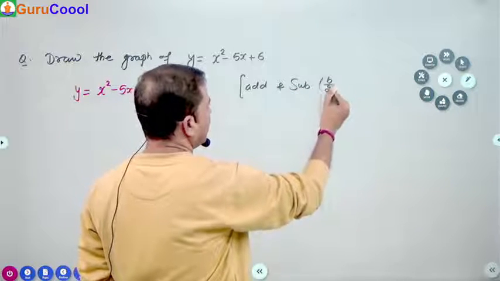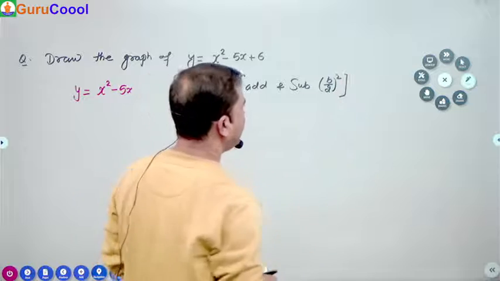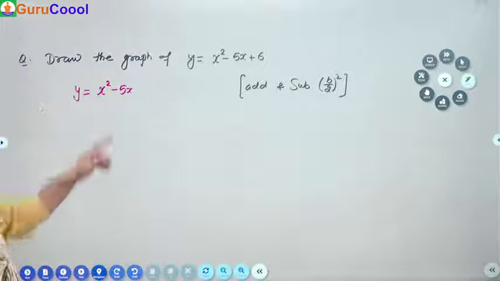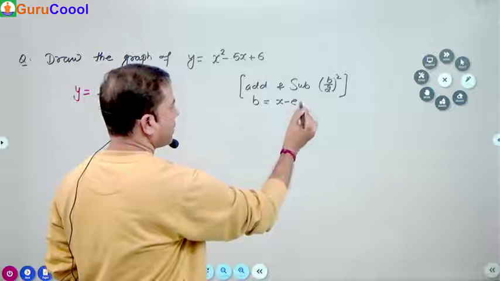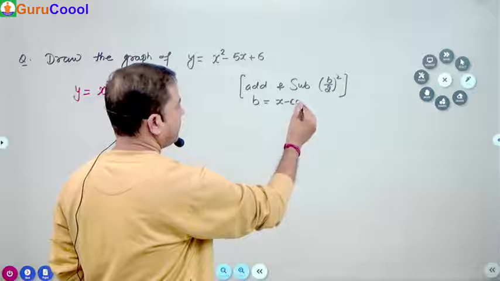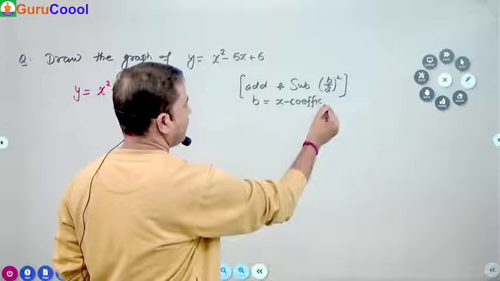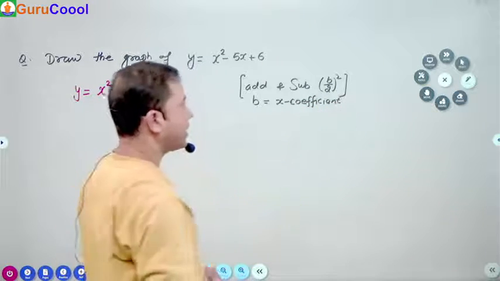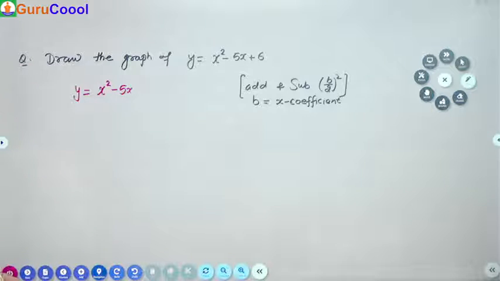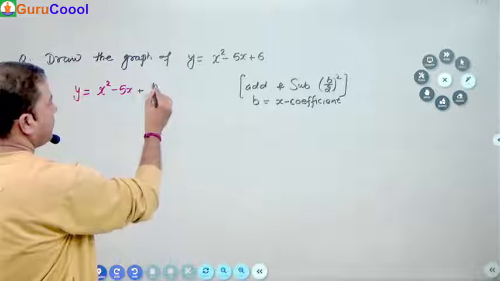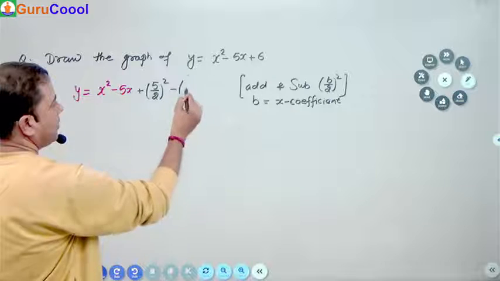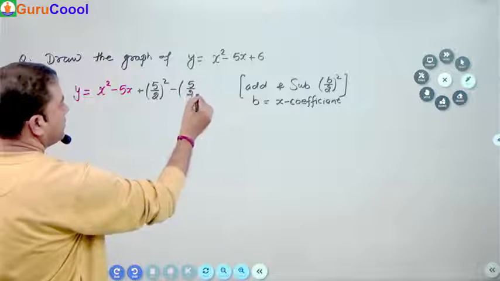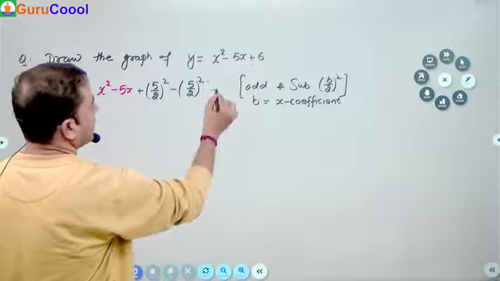b by 2 whole square. What's b? b is the x coefficient. So we'll add here 5 by 2 whole square, and the same thing to be subtracted to make a balance, and plus c will come at last.